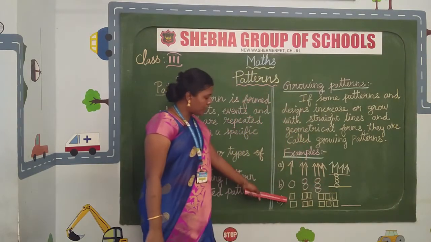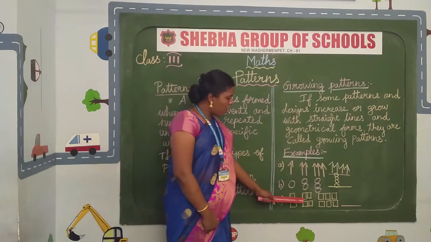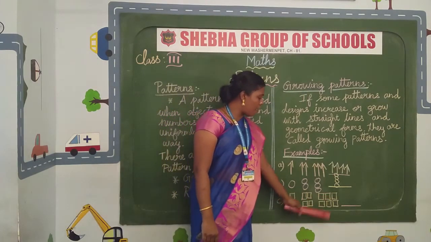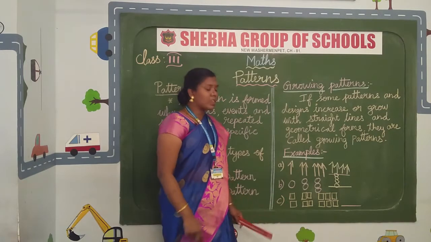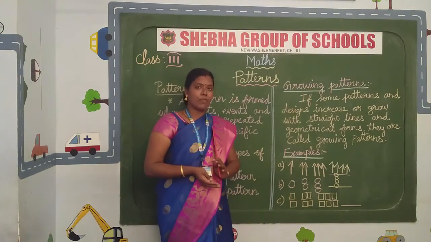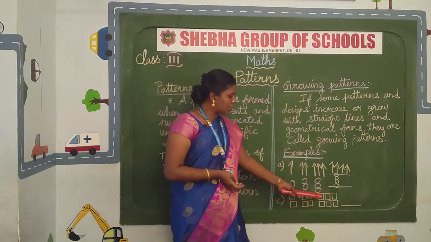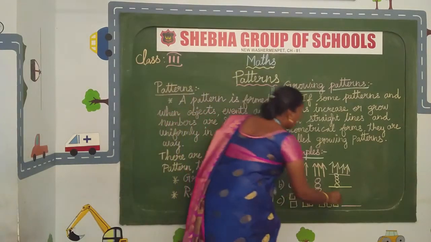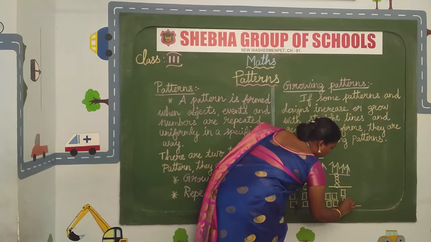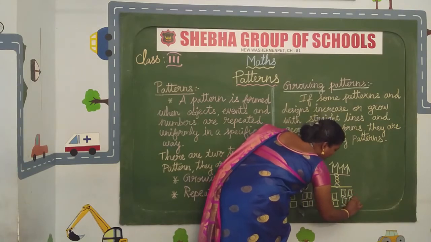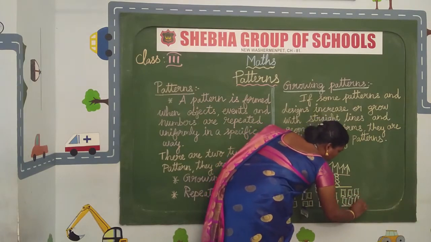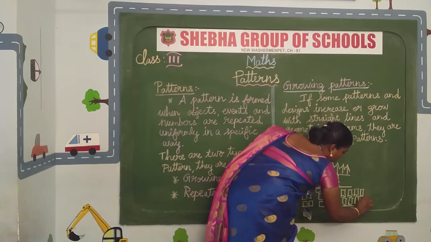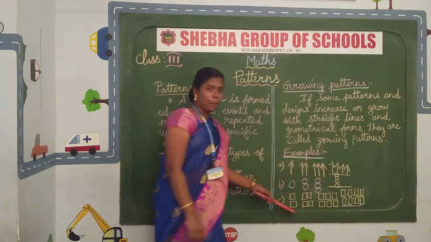Next you can see 2 square boxes, 4 square boxes and 6 square boxes. Here we write the even numbers: 2, 4, 6. Next you come with 8, so you can draw 8 square boxes here, because it is a growing pattern. Are you clear, children? This is a growing pattern model.